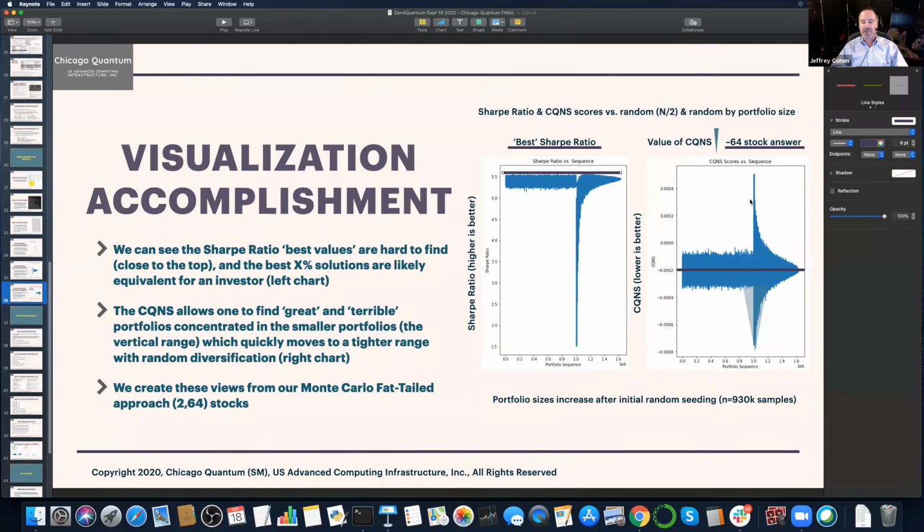But this chart changes shape. So this is the Chicago Quantum Net Score. Remember, lower is better. And this is your Monte Carlo over your discrete and over two. And it's all right around that average. By the way, you could just pick all 60 stocks and be at the average. But if you can find a couple of these portfolios that are small, you could do really well.